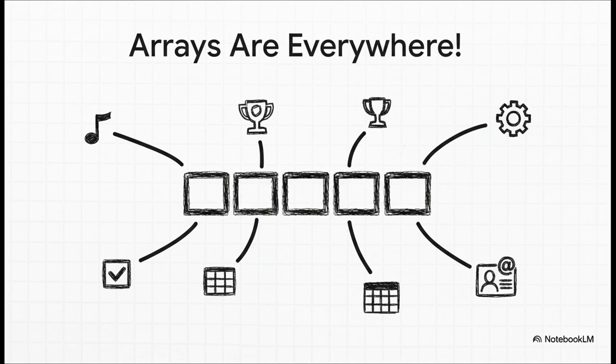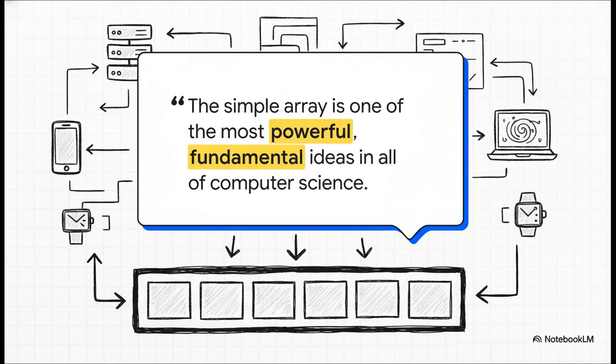These simple ordered lists are literally the skeleton holding so much of our software together. And that really is the big takeaway here. This humble, one-dimensional list is an absolute titan in the world of programming. Its ability to store data in an ordered, easily accessible way is what allows for the speed and the organization that we just expect from all of our devices.